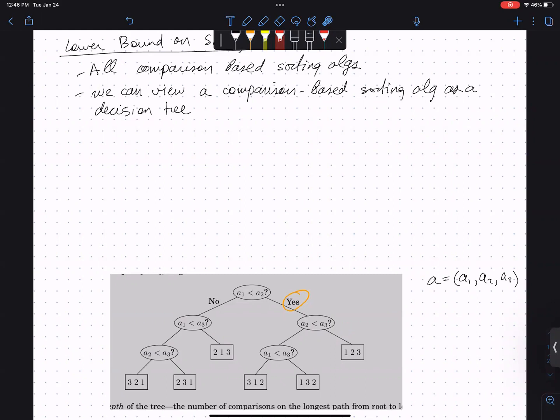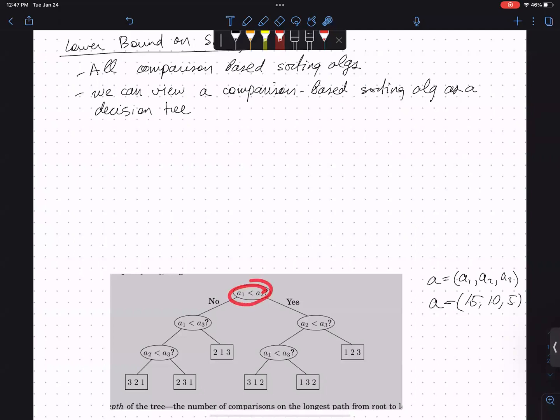What if we did something else in this algorithm? What if the answers were different? Let's say that A is equal to 15, 10, and 5.